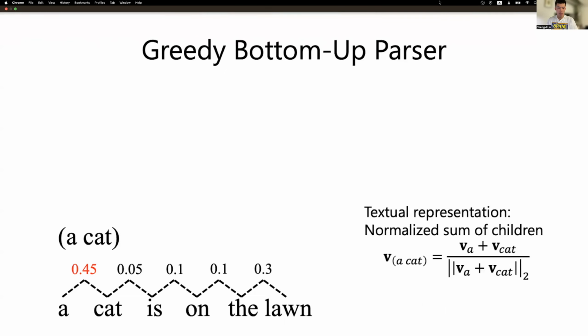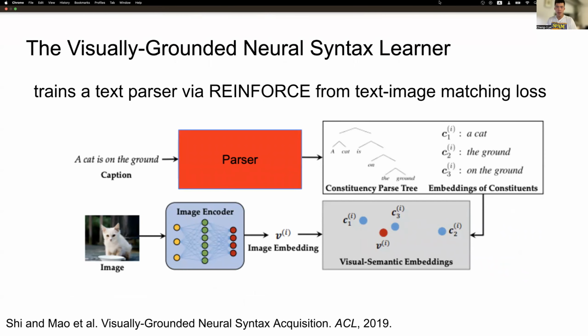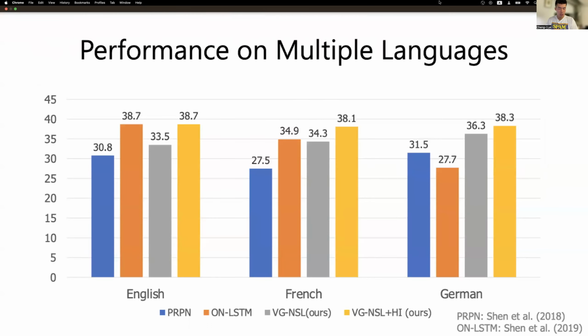The representation for the constituent is simply the L2 norm of the input adjacent embeddings. And we can do this procedure bottom-up recursively until we have the final one constituent at the top. And this is how the parse structure is induced. This discrete sampling process is guided via REINFORCE from the text-image matching loss. They show that VG-NSL performs competitively compared to text-only grammar induction methods. It also works on multiple languages.